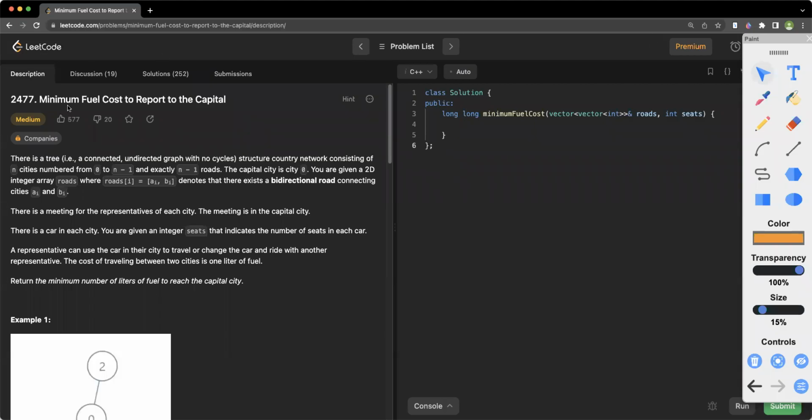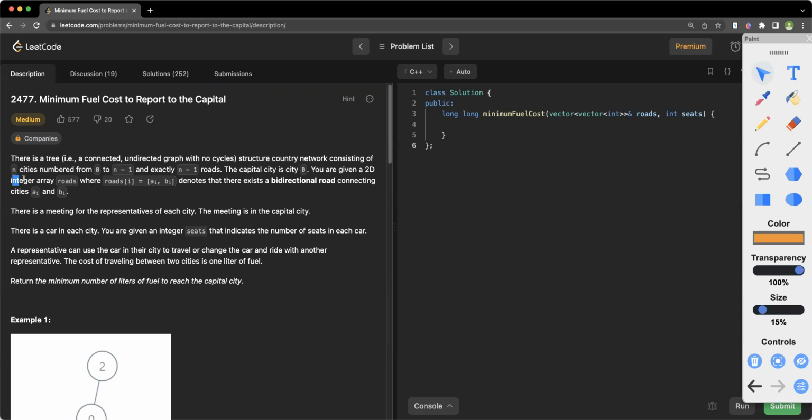In today's video, we are going to be solving the problem Minimum Fuel Cost to Report to the Capital. In this problem, we are given a tree which is connected, undirected and has no cycles. The tree represents a country network consisting of n cities. The cities are numbered from 0 to n-1 and there are exactly n-1 roads connecting those cities. The capital city is city 0.